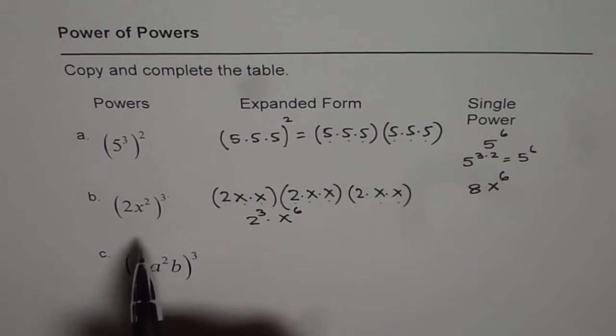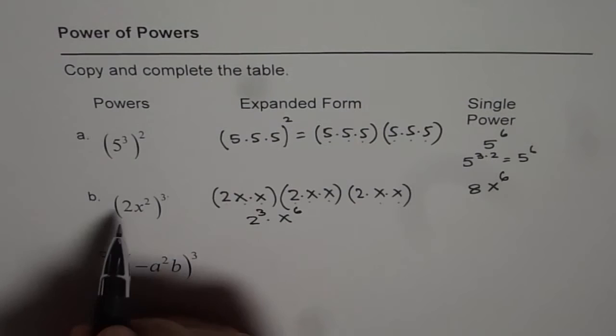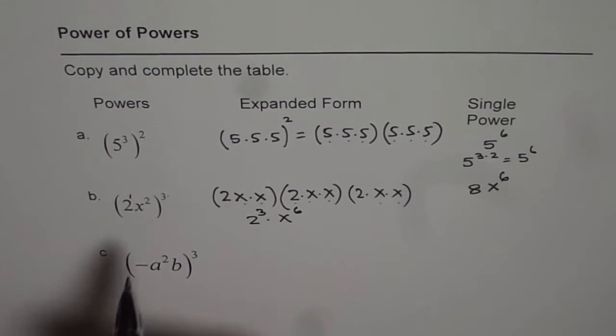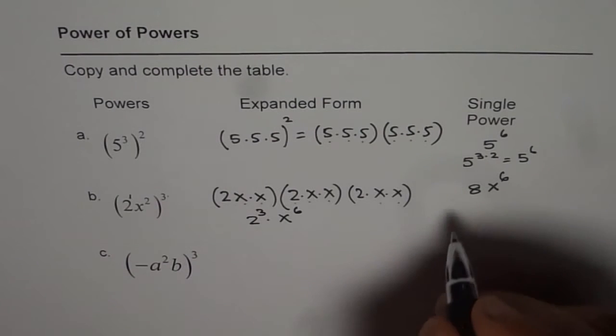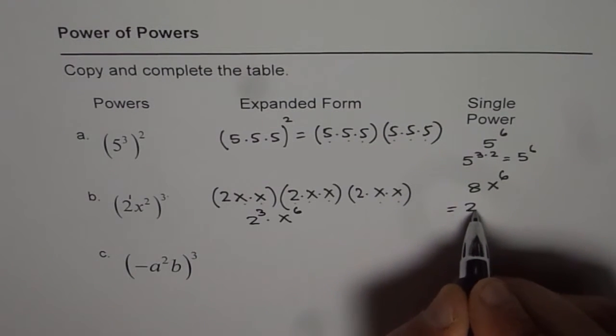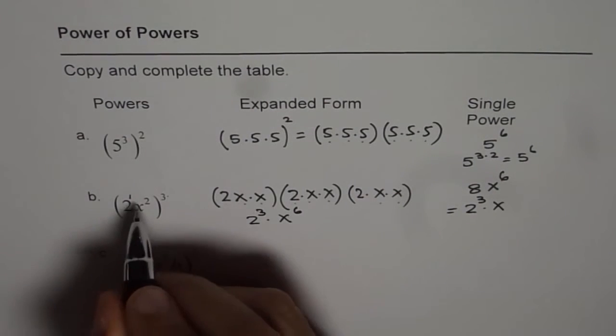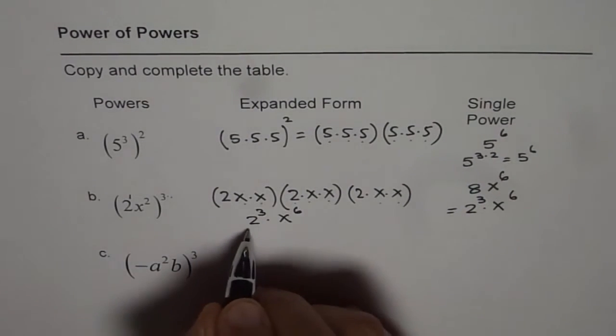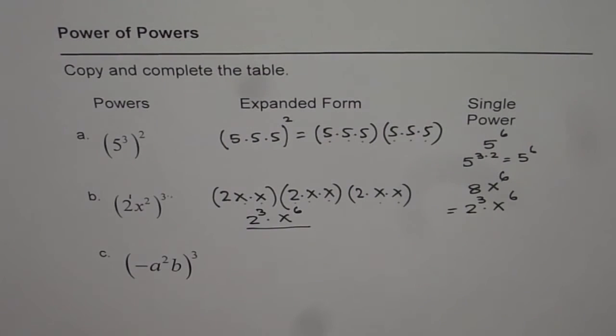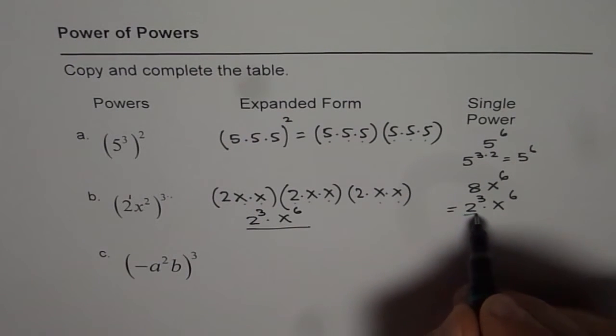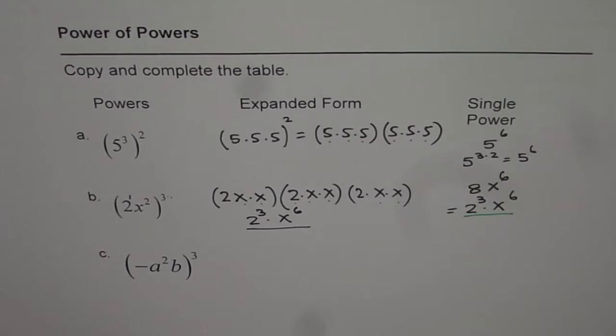If we use the power rule, here 2 is to the power of 1. Now 3 will be multiplied by each exponent. So what do we get here? We get 2 to the power of 3 times x to the power of 2 times 3, which is 6. Same result. You see that? So that should be our answer. As a single power, we can write it as 2 cubed times x to the power of 6. Let's do the next one.